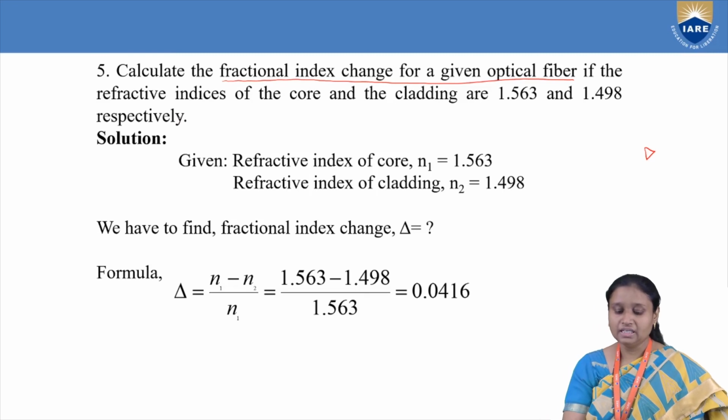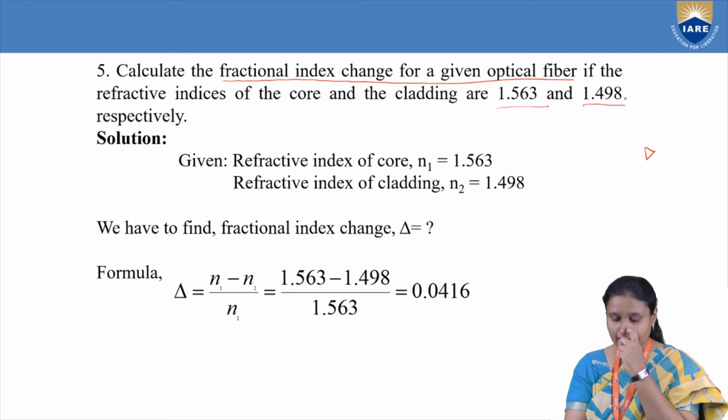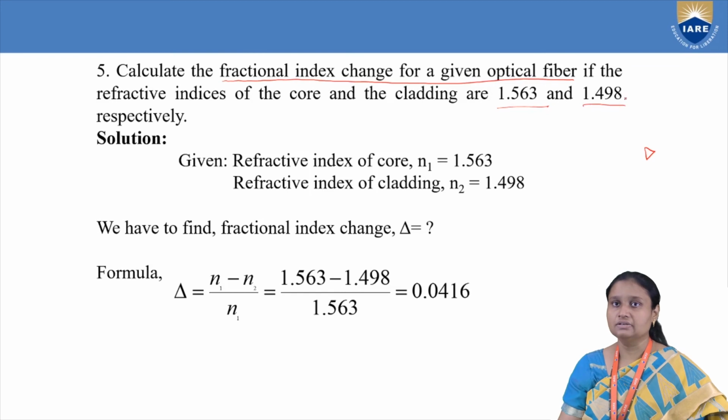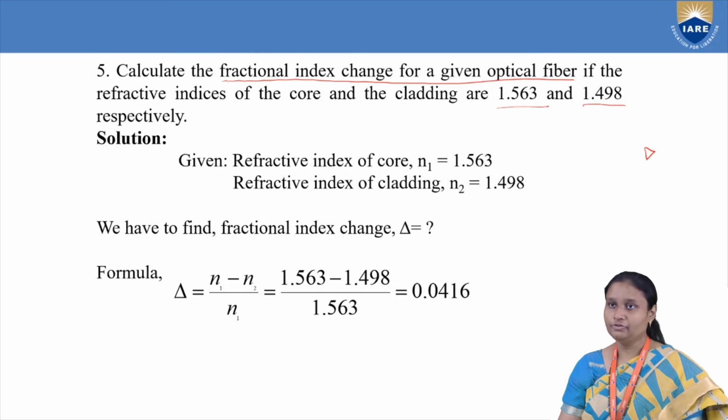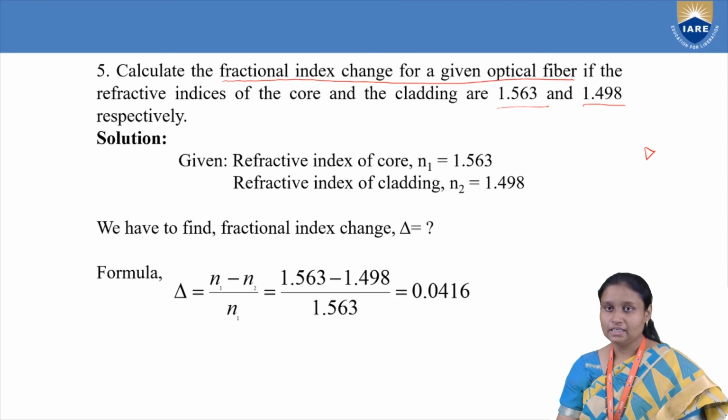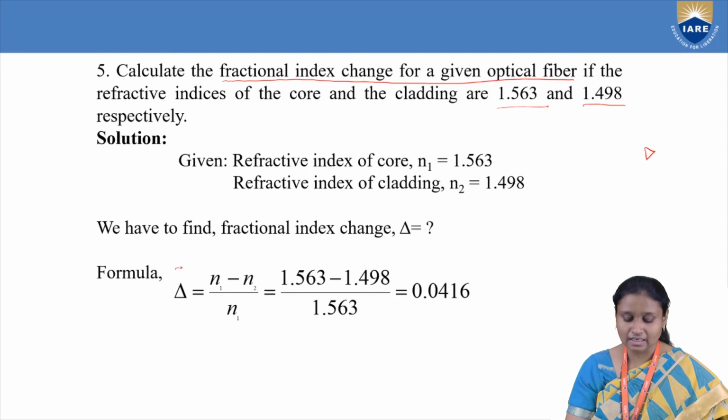And what is given? He has given the refractive index of core as 1.563. And what is the refractive index of cladding? The refractive index of cladding is given as 1.498. Okay, so we need to find the value of delta. I think the formula for finding the fractional change in refractive index, delta, is this formula. I think we are already familiar.